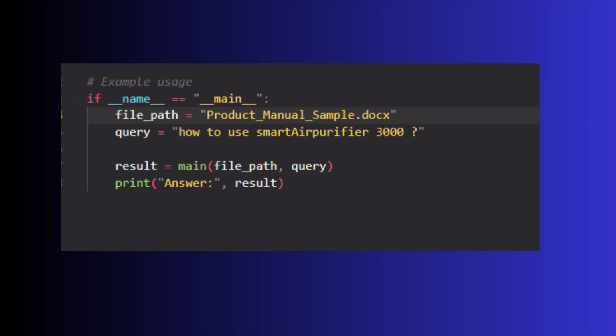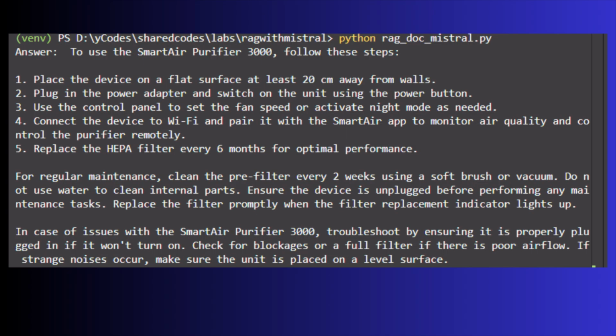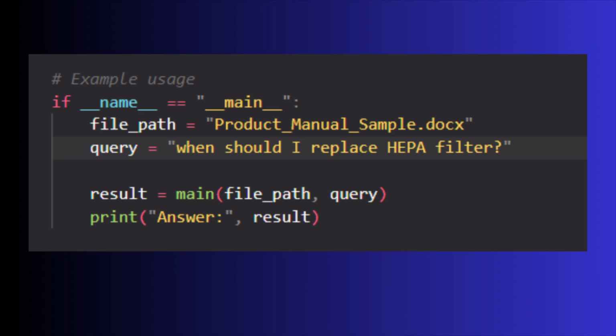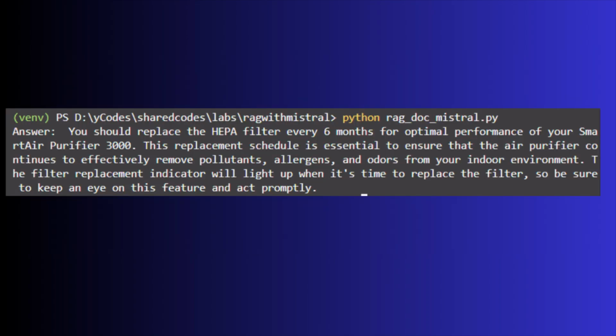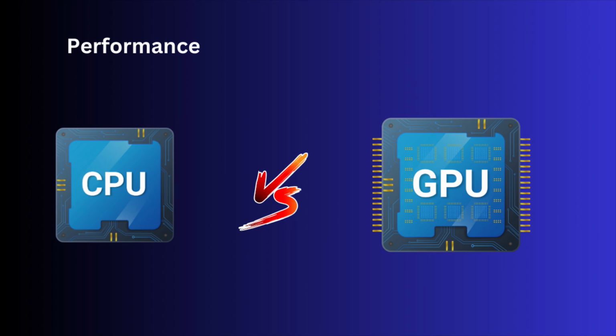So here is my question to the RAG. How to use Smart Air Purifier 3000? It gives the proper answer based on the document, which is a pretty good answer. Let me try another question. When should I replace the HEPA filter? This time also we get a valid answer based on the content. So overall, the RAG gives valid answers with better accuracy. Response time and performance will depend on your hardware.